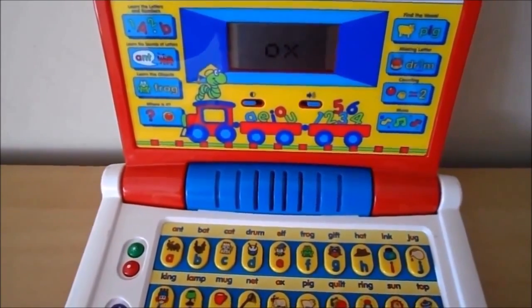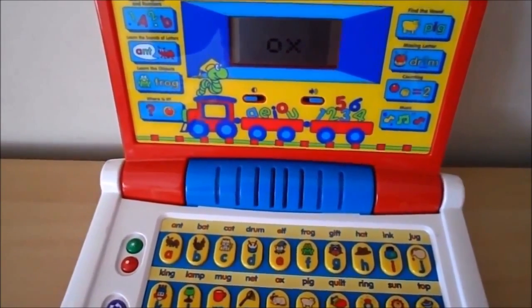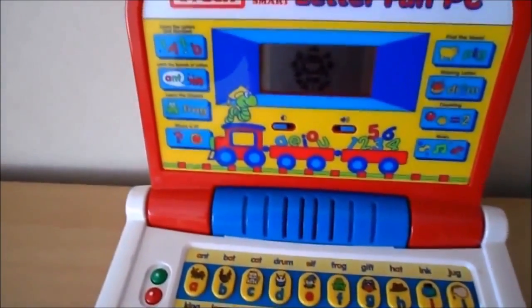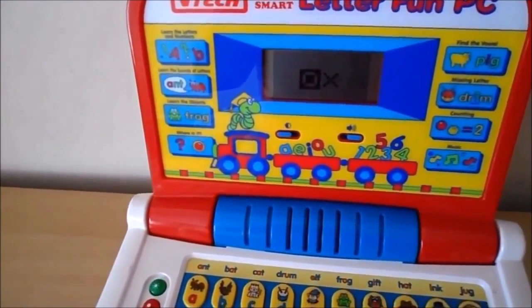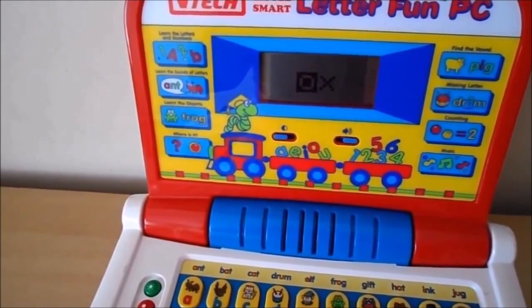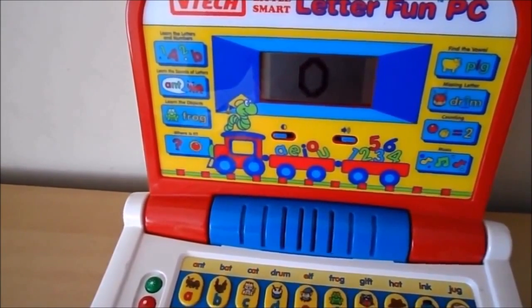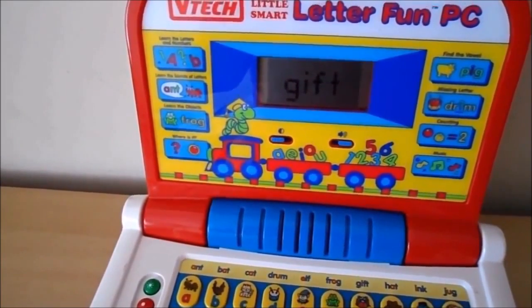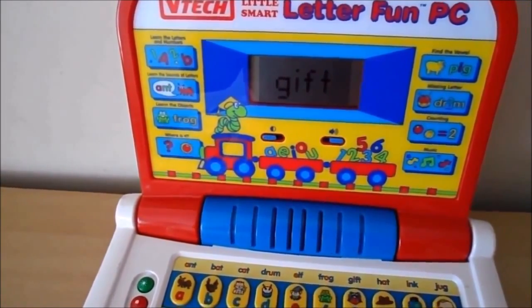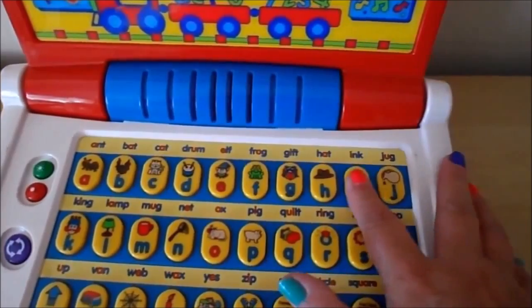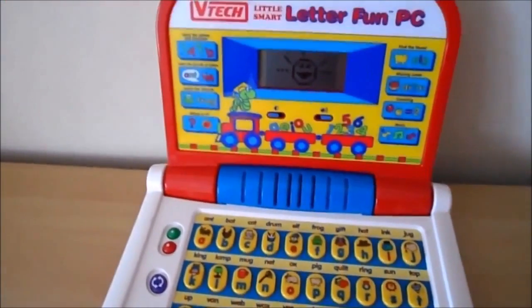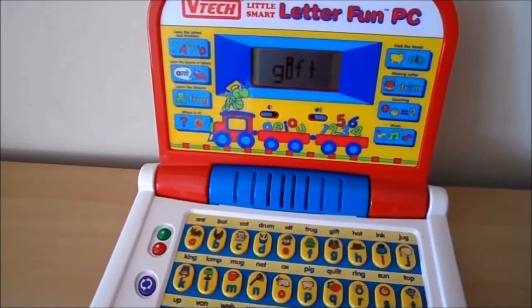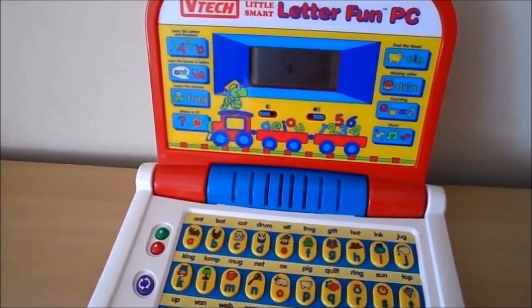Which letter is the vowel in the word ox? O. Great! The letter O is the vowel in the word ox. Which letter is the vowel in the word gift? I. Perfect! The letter I is the vowel in the word gift.